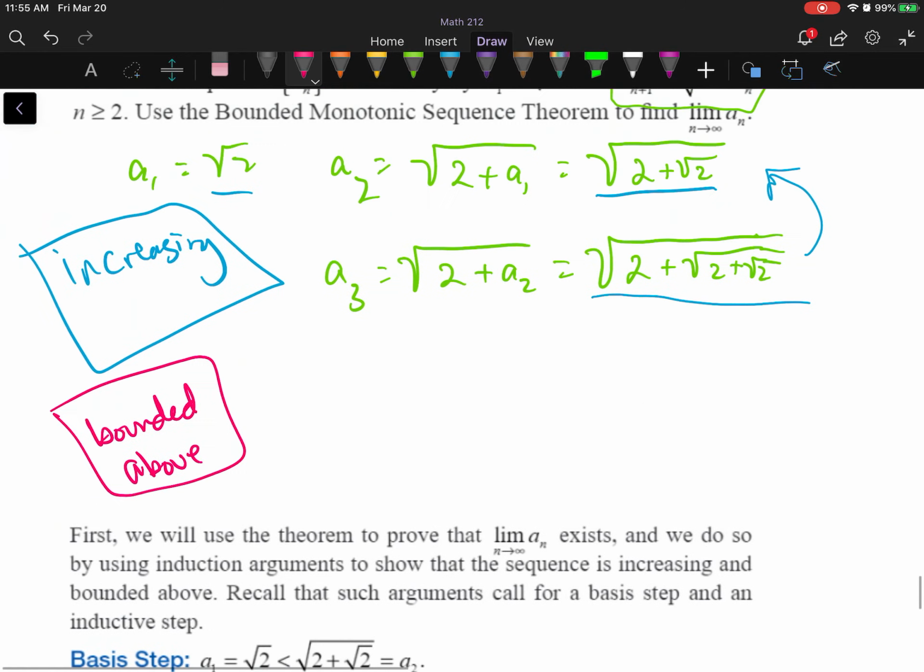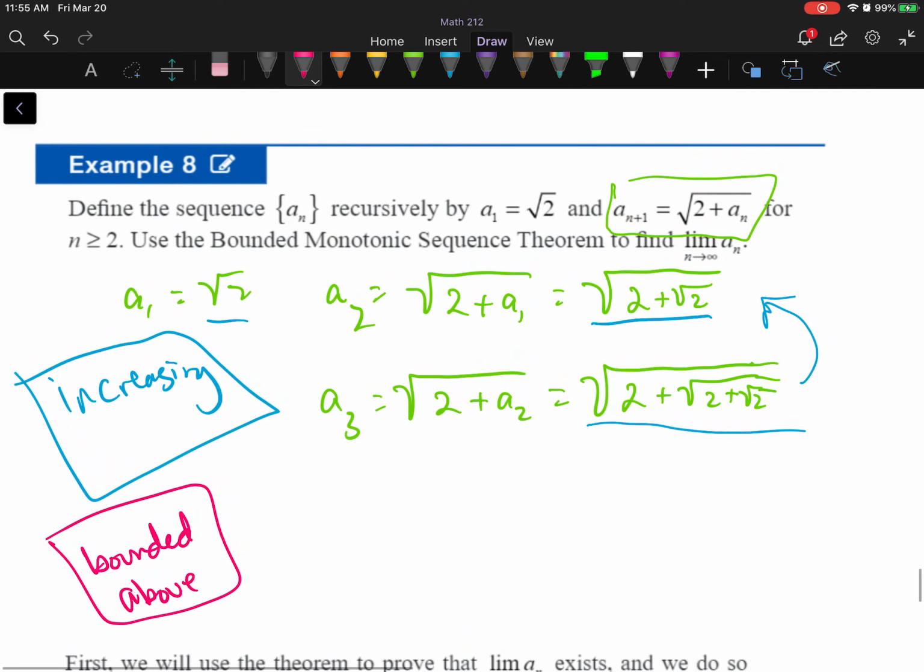So in this way, we've shown that this sequence is increasing and bounded above, so we could definitely say the sequence converges even if we're not completely sure that the limiting value is 2.